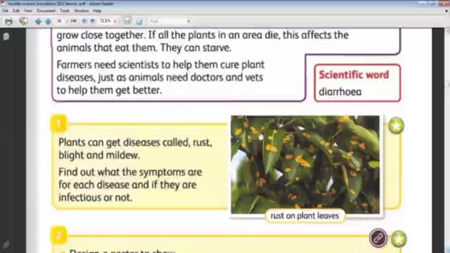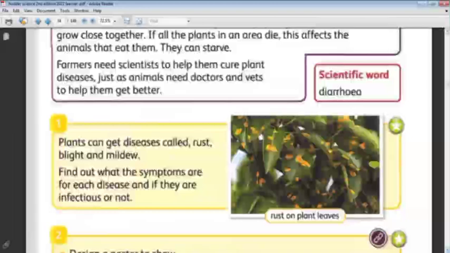Yes. So if any plant is infected, it can't spread to the neighboring plant. So we can plant them a bit away from each other. We can bring scientists to cure the plants quickly. Then the diseases can't be spread very quickly between the neighboring plants.